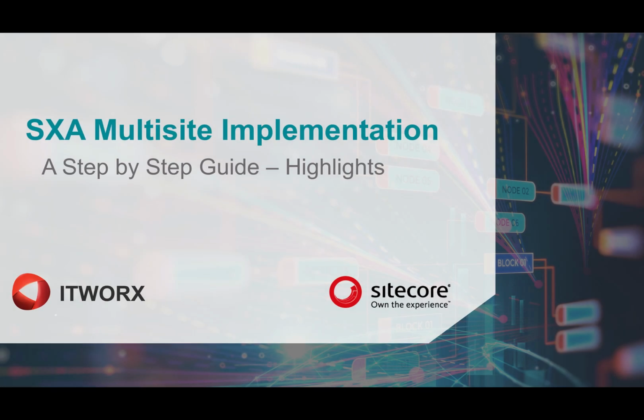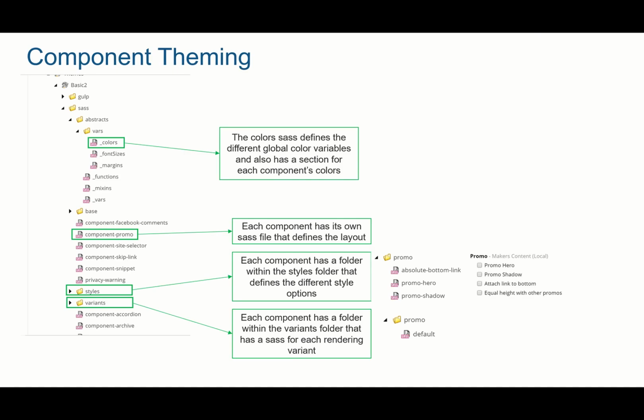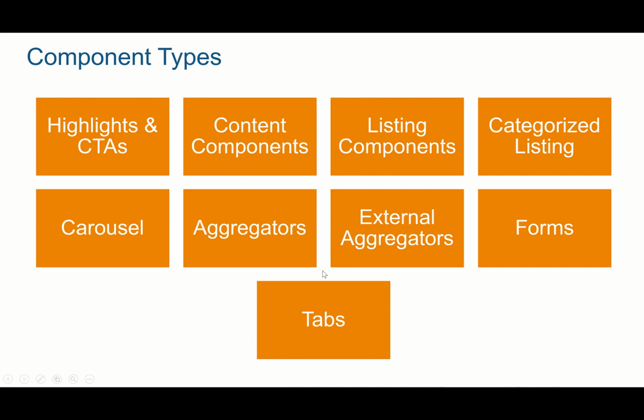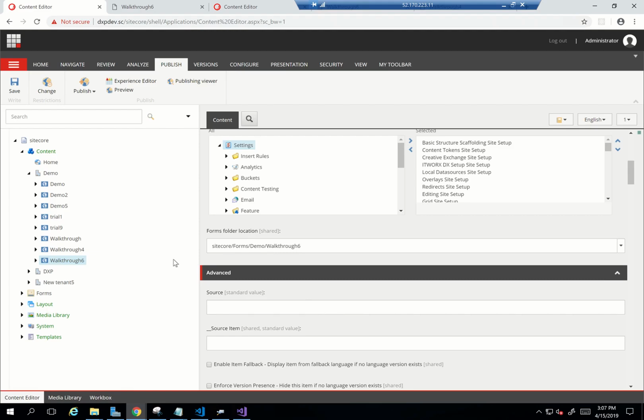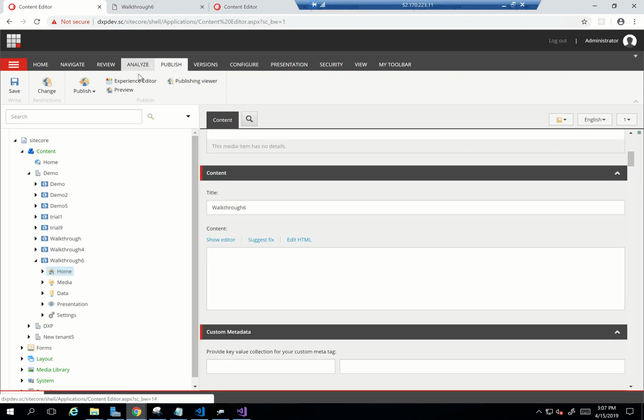Hi, in this video we're going to have a look at how to create the first type of component, which is the highlights and call to actions. As we previously discussed in the last video, we have a set of components that we're going to have a look at. Today we're going to look at highlights and call to actions as well as content components. These are quite easy to do, and I'll show you what I want to achieve first, and then we can go into how to implement it.